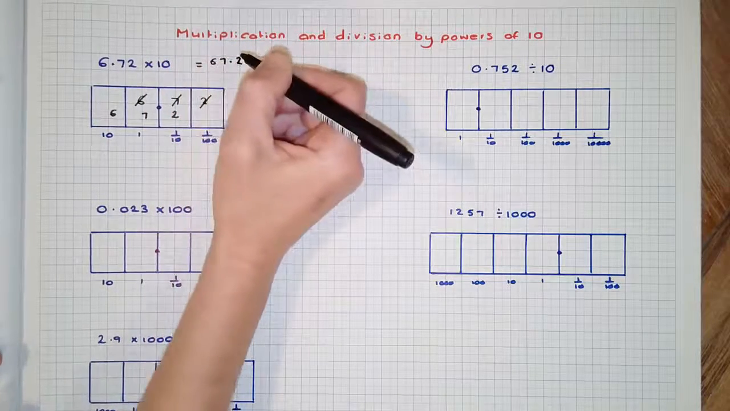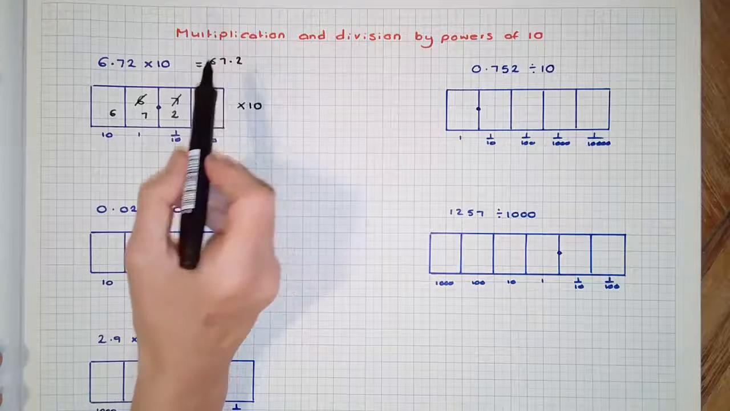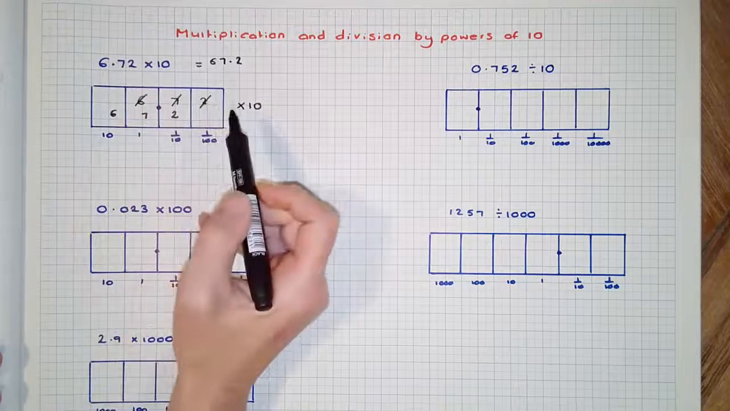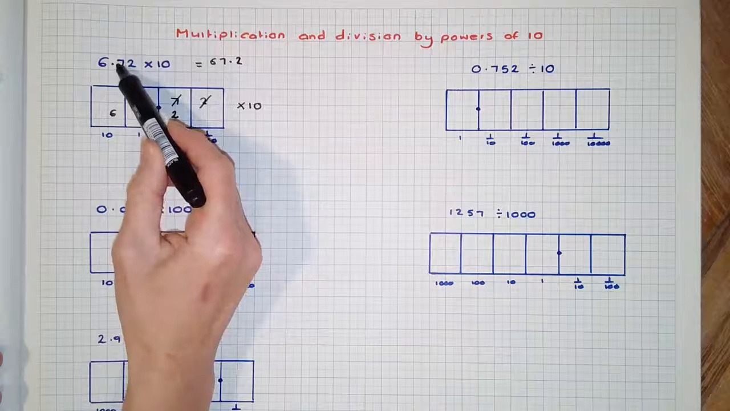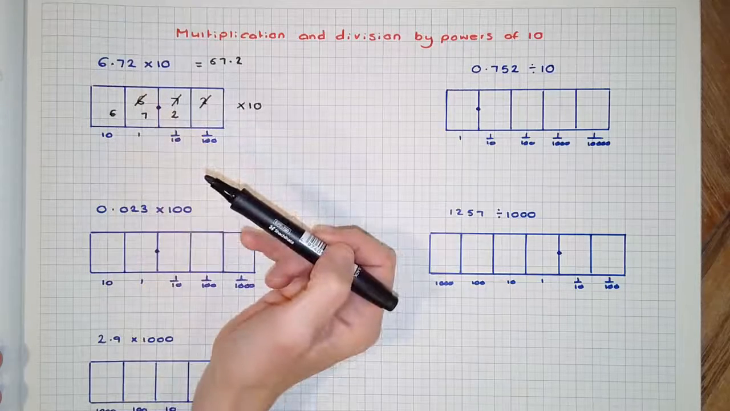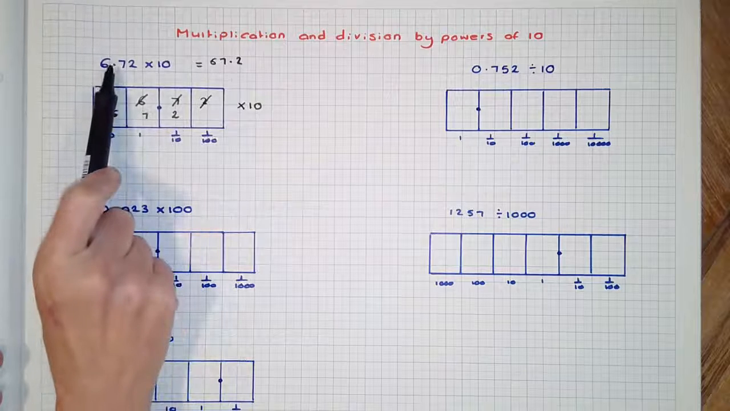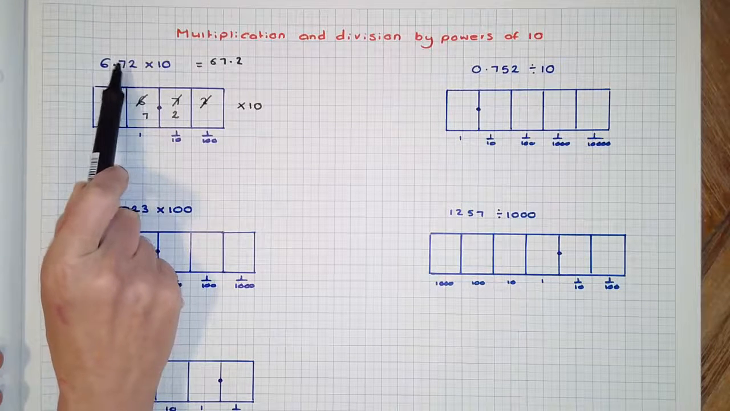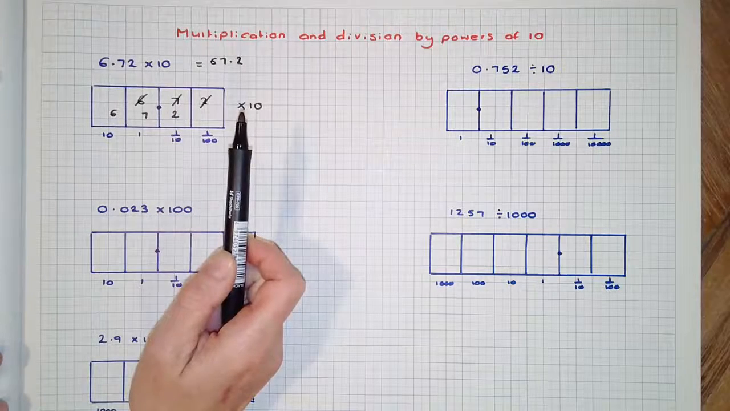67.2. This appears that when multiplying by 10, the decimal point moves to the right, but in fact it is the digits that are moving one place value to the left. So you can see here, 67.2 appears that the decimal point moved to the right, but in fact the digits moved one place to the left. Let's try that again.